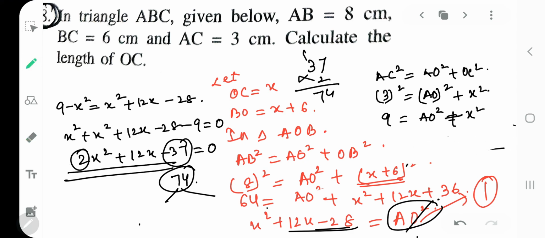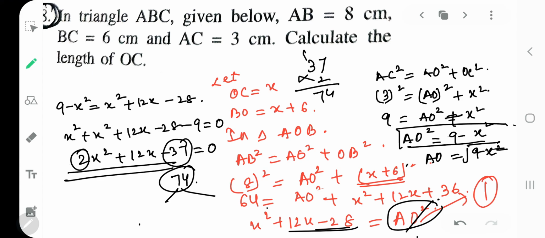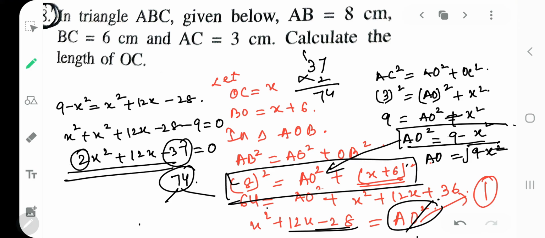Yes, we got here AO square is equal to 9 minus X square. Am I correct with this? So if I go for AO, that will be root of 9 minus X square. Correct with this? Now you got AO square here. If you want, you can substitute your AO square here in this equation. Clear? Shall we try it out?